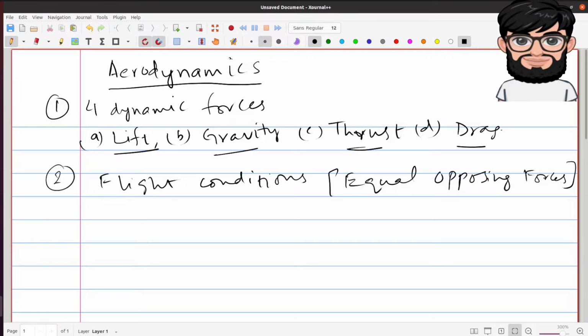Otherwise, there's going to be some movement, there's going to be some acceleration too. If any of the opposing forces does not have a sum equal to 0, in that direction we're going to be having the movement, actually the acceleration.